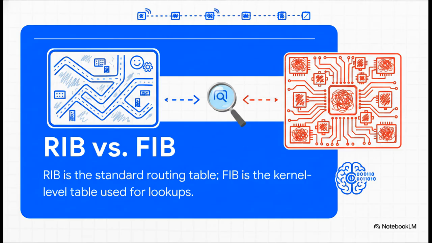First up, there's the RIB, or Routing Information Base. This is your standard routing table. It's the map you see as an administrator when you're looking at the GUI. But then there's the FIB, the Forwarding Information Base. This is the map from the kernel's perspective. It's stripped down and perfectly optimized for split-second hardware lookups. So when FortiGate actually performs a route lookup, it queries this hyperfast kernel-level FIB.